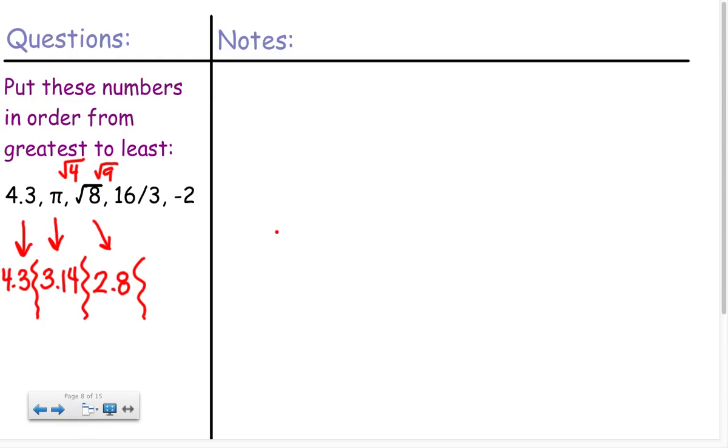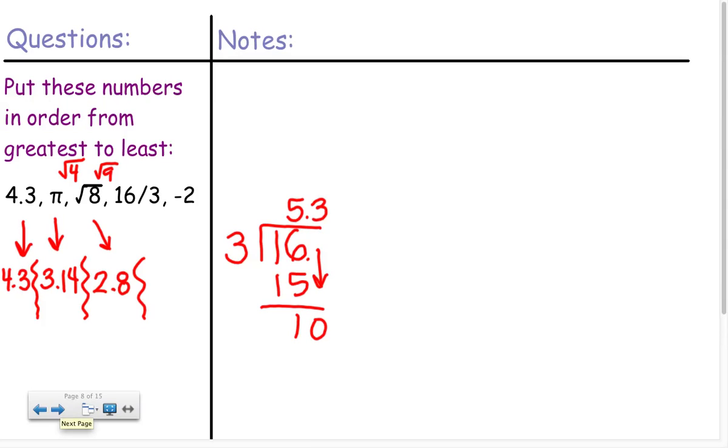16 divided by 3. 16 is my numerator. My nerd goes inside the house. My denominator, the 3, the dog, goes outside. 3 can go into 16. 3, 6, 9, 12, 15. 5 times. Bring down the 0. 3 can go into 10. 3 times. And so on. So we'll leave that one at 5.3.